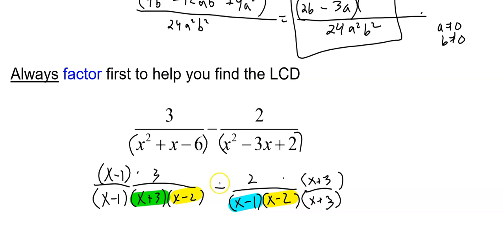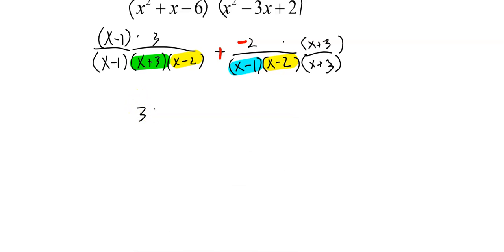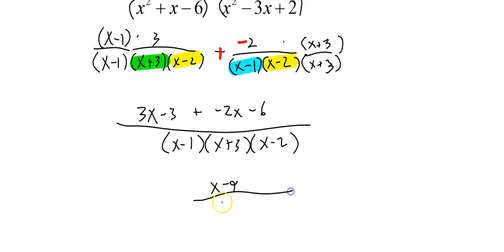One smart move you could do, you could make this a plus and move that negative up to the negative 2. It just makes it a lot easier to distribute here and solve the problem. So we get 3x minus 3 plus negative 2x minus 6 all over, because this really is now the same denominator, x minus 1, x plus 3, x minus 2. I'm going to simplify that numerator a little bit, so I get x minus 9 over x minus 1 times x plus 3 times x minus 2.